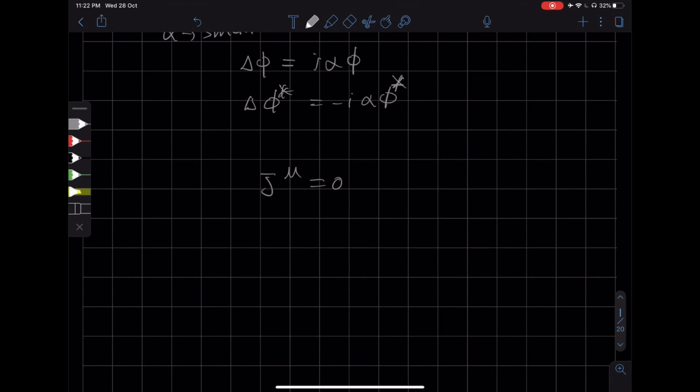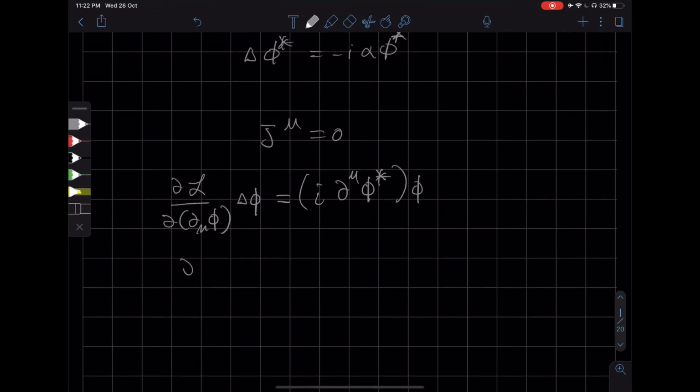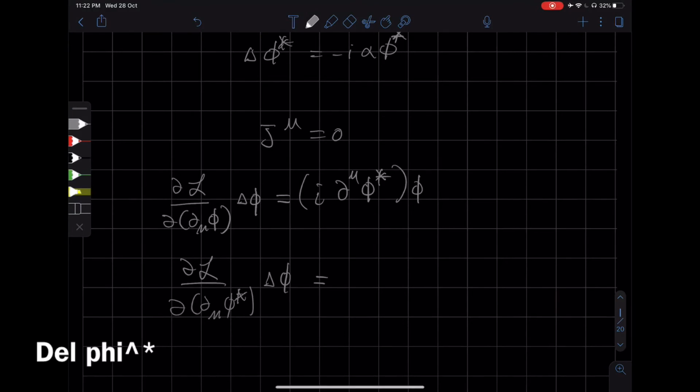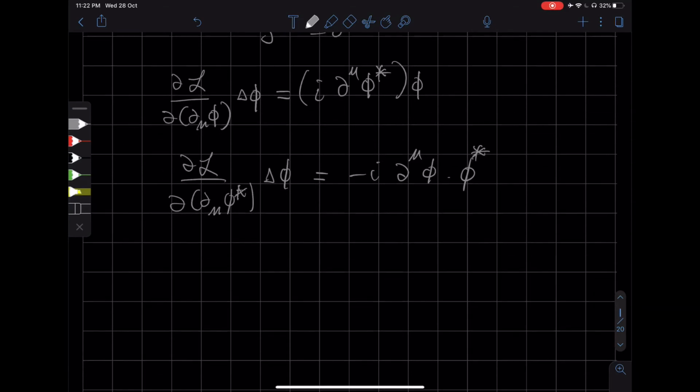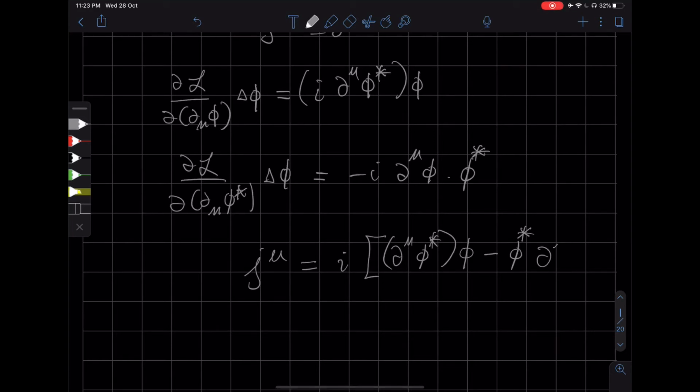That doesn't change. And therefore, we can work out what ∂L/∂(∂_μ φ) δφ is, and that's just i times ∂^μ φ* times φ. And then ∂L/∂(∂_μ φ*) times δφ* is minus i ∂^μ φ times φ*. So therefore, we find that the current is j^μ equals i times (∂^μ φ* φ minus φ* ∂^μ φ).